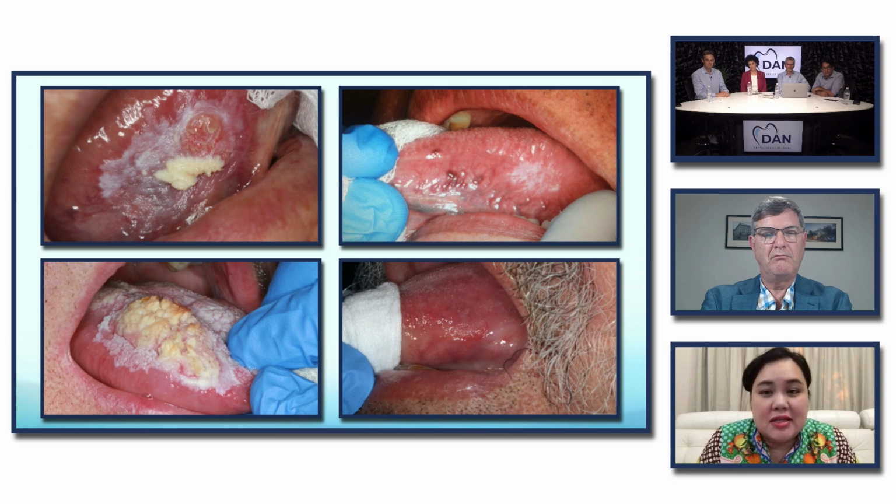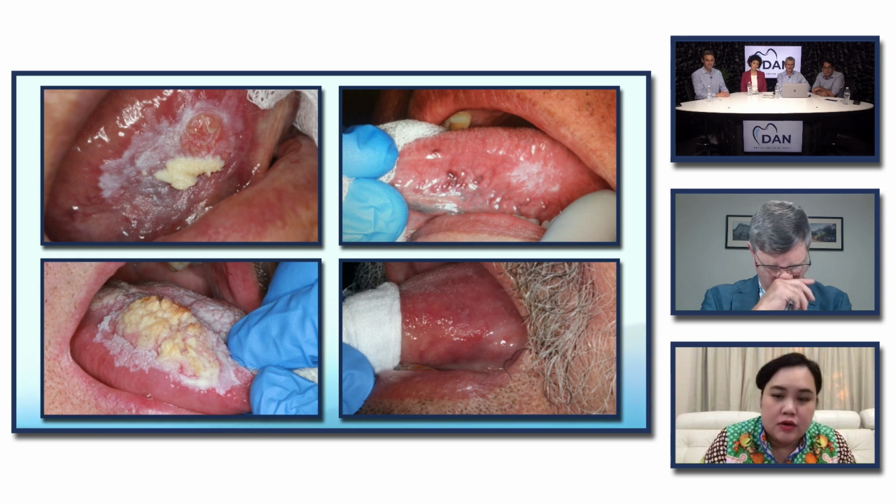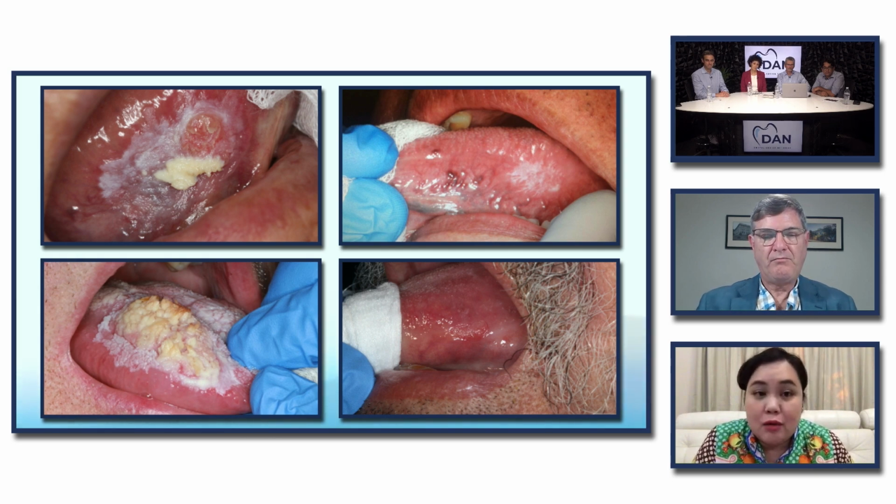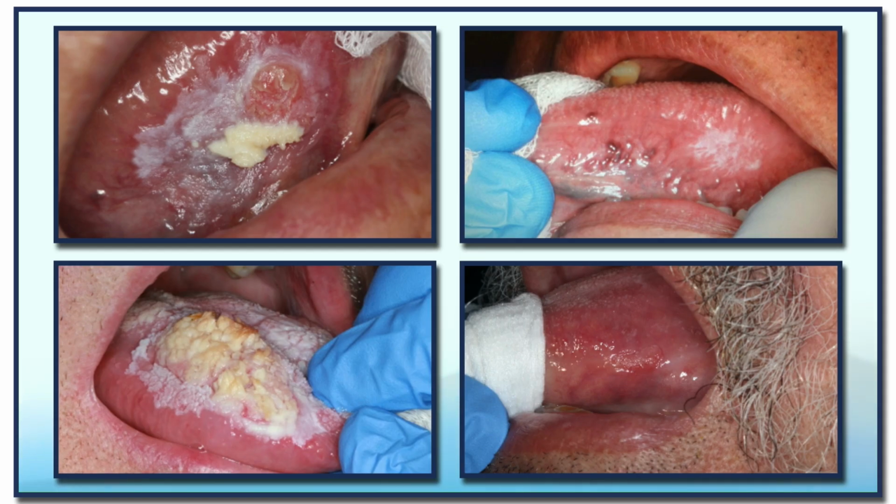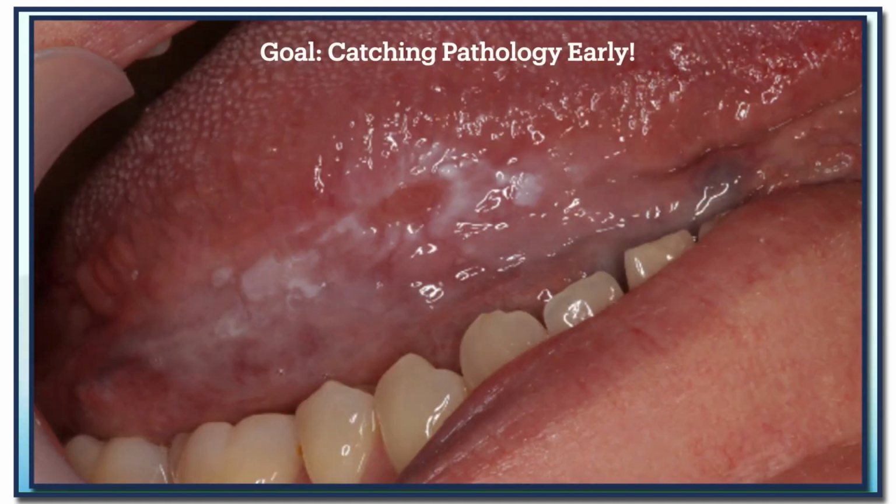Now, these cases here are all tongue cancers. It's not going to be difficult to pick up a lesion if you see the photographs on the left-hand side with these obvious tongue lesions. But our goal with early diagnosis, to improve a patient's prognosis, is to detect them when they look like the cancers on the right-hand side. So our goal is really to catch pathology early.